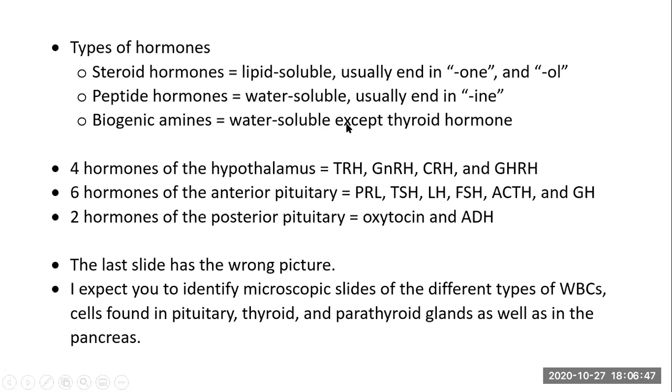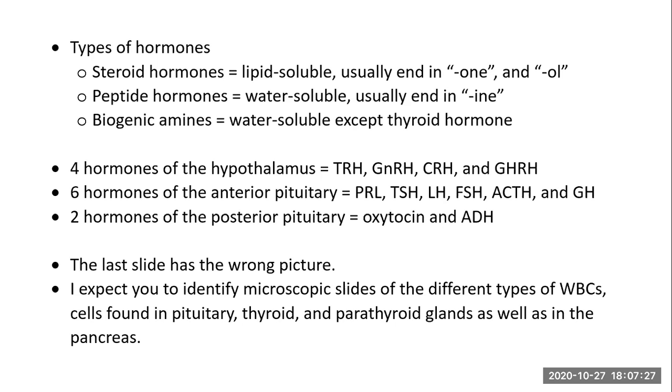And most hormones that are classified under biogenic amines are very common in psychology. For example, epinephrine and norepinephrine are related to the fight or flight response. Or we know histamine, we have serotonin, even thyroid hormones fall in this category. And they are water soluble like peptide hormones, except thyroid hormone, which is a biogenic amine, but at the same time, it is not water soluble. So these are the types of hormones.